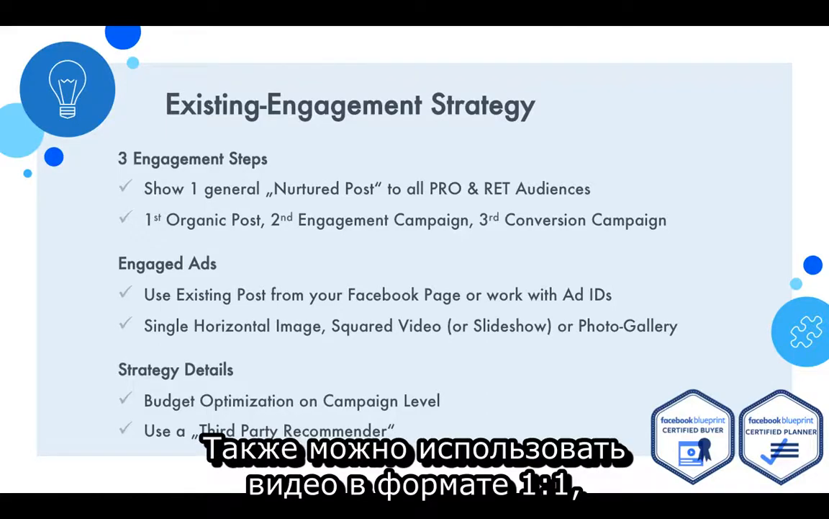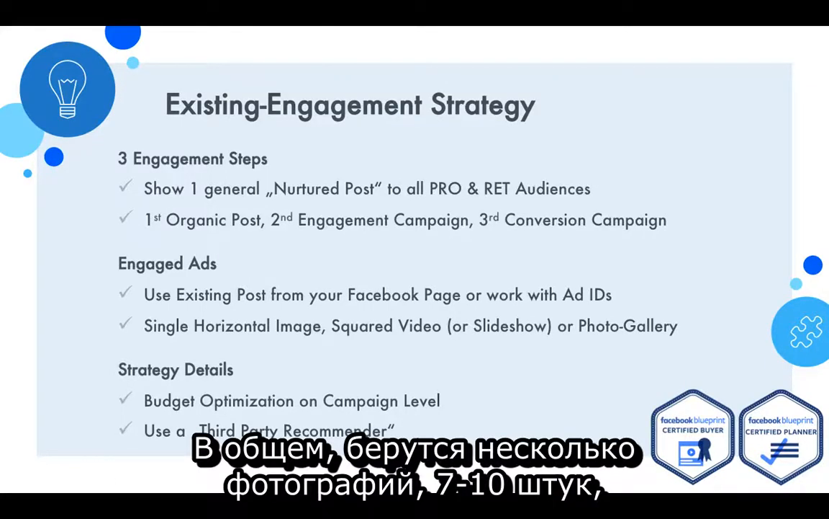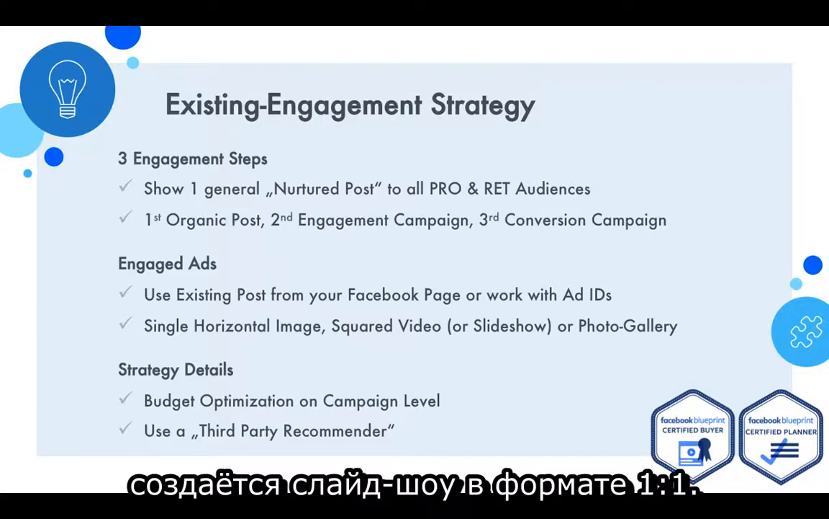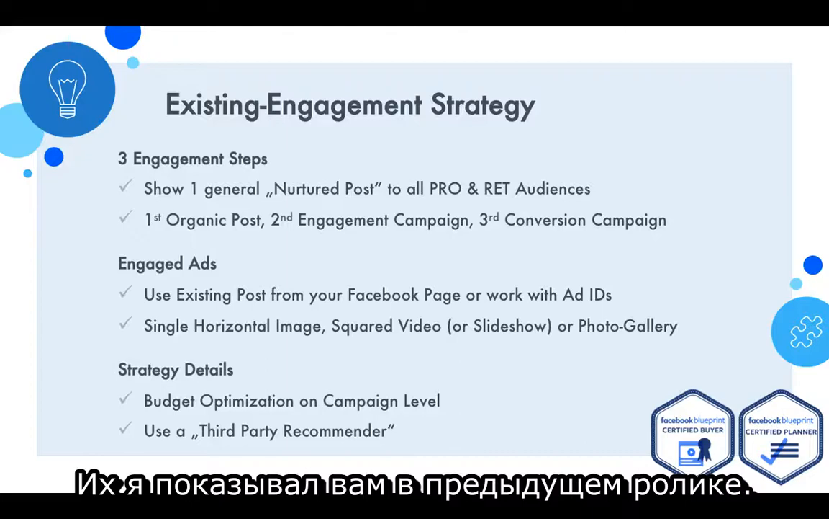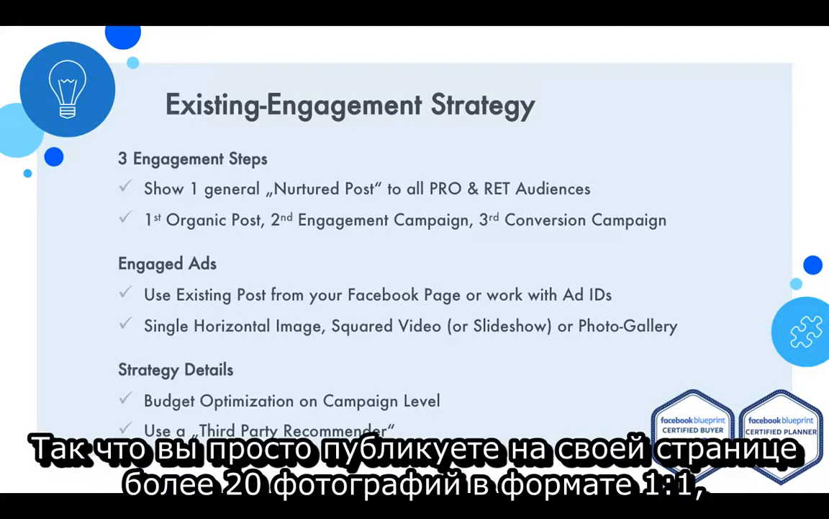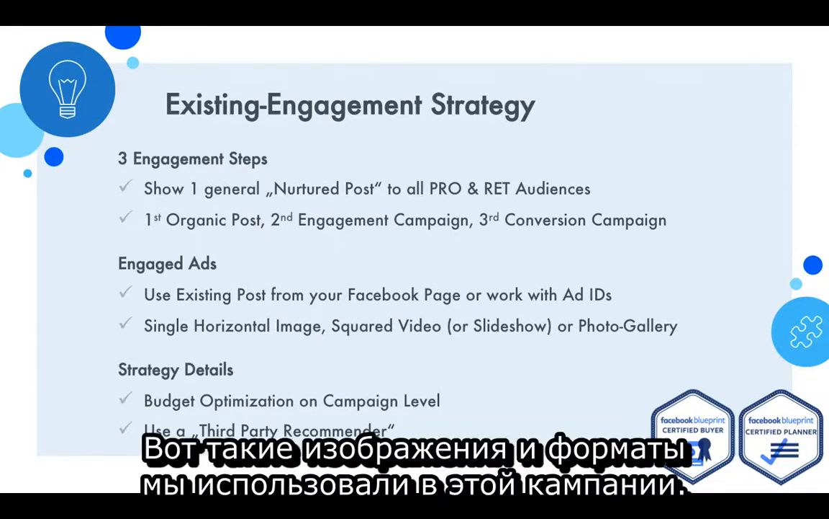We also used squared videos, so one-on-one videos, which could also be just a slideshow. We basically take squared photos, a couple of them, like 7 to 10, and then you create slideshows in one-on-one format. Or you could use a photo gallery, which I've already presented in a previous video. You publish more than 20 different one-on-one pictures on your Facebook page, and they're presented as 4 little squared ones as the preview, and the person can look through the entire gallery, and you can tag your products there. These are the formats that we used in this campaign.